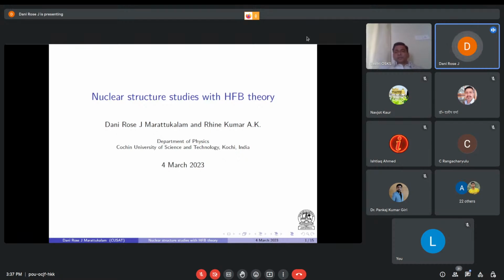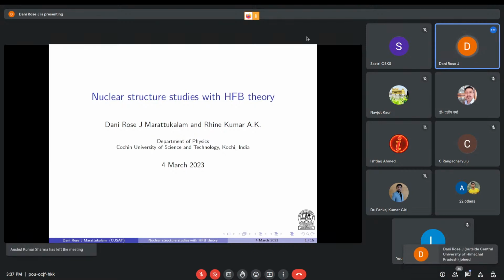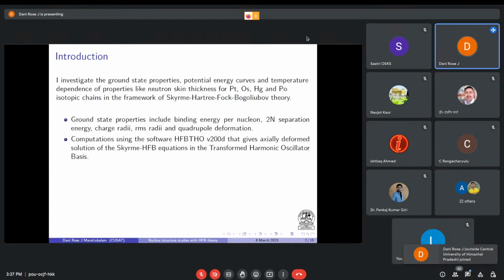So my presentation is on nuclear structure studies using HFB-CHO, and this was carried out at the Department of Physics, Cochin University of Science and Technology under the guidance of Dr. Ryan Kumar A.K. As part of my work, I investigated the ground state properties, potential energy curves, and the temperature dependence of some of the properties for the isotopes of platinum, osmium, mercury, and polonium in the framework of Hartree-Fock-Bogoliubov theory.